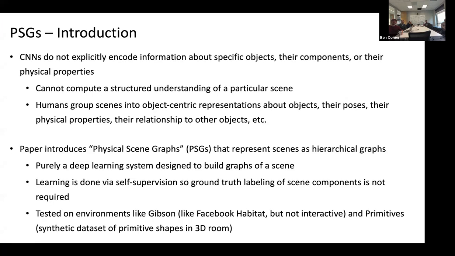So the basic idea behind why this paper exists is because CNNs fundamentally do not learn structured representations of a particular scene. So there's no way to understand how a particular object works with other objects. There's no way to understand what the components of a specific object are. And I think these are properties that we're all pretty familiar with. The paper highlights that humans effectively group scenes into object-centric representations about various objects in the scene, their poses, their characteristics, such as their physical properties, and their relationship to other objects.